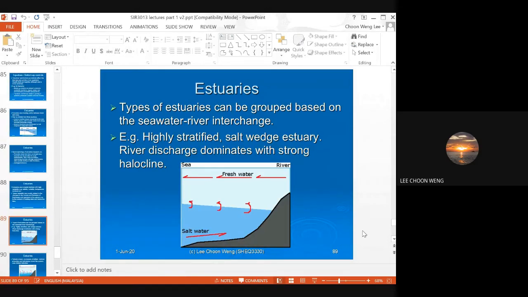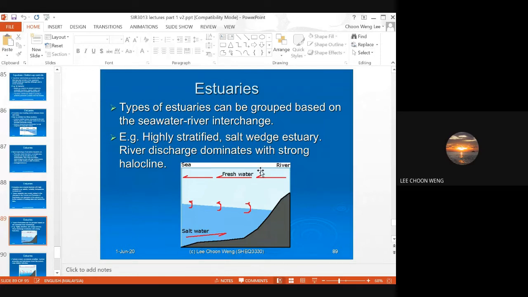Okay, so there are types of estuaries. You can divide estuaries according to how the river water and the sea water interact. The first is the highly stratified salt-rich estuary. This is where the river discharge is very, very strong. The river discharge is large, with a lot of water coming out into the river mouth.